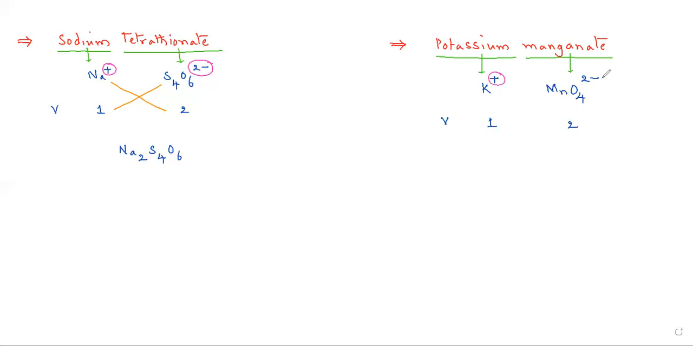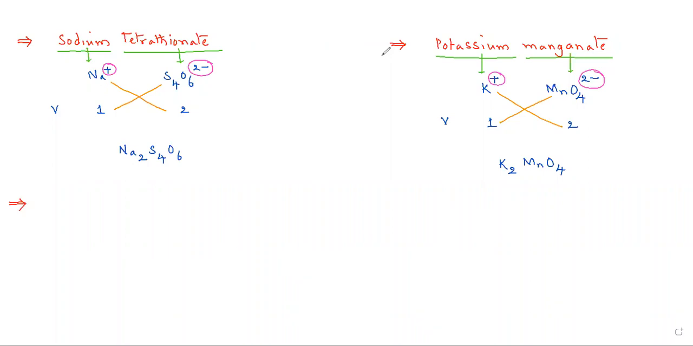Round up the charges. Don't get confused. We are now crossing the valence. So the formula of potassium manganate can be written as, come on, it is K2MnO4. Of course, MnO4 is taken one time, but what is taken one time need not be written. So the formula is K2MnO4. Okay. Now, let me take one more.